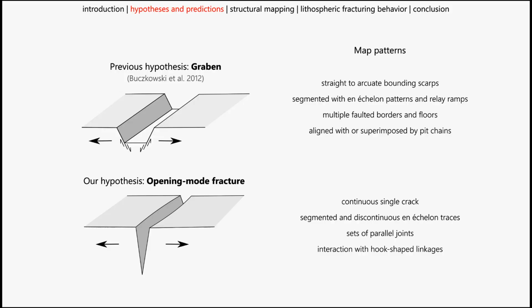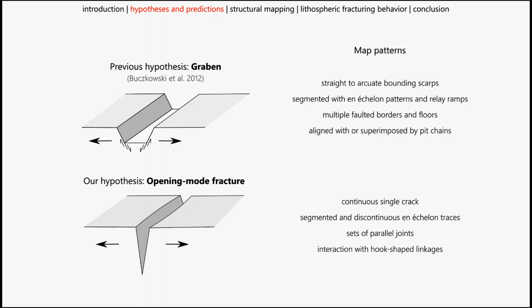Previous work found these troughs have a depth-floor geometry and interpreted them as grabens formed by normal faulting. However, the morphology and brittle strength of Vesta haven't been evaluated, and other fracture types haven't been considered. In particular, opening mode fracturing such as jointing remains to be assessed in how far it played a role in the formation of these troughs.